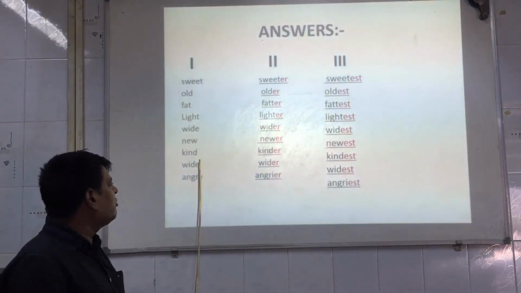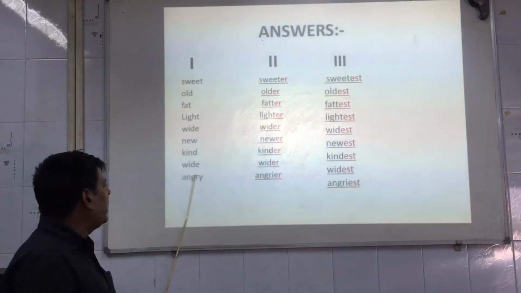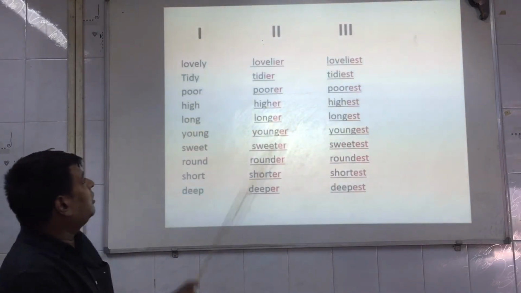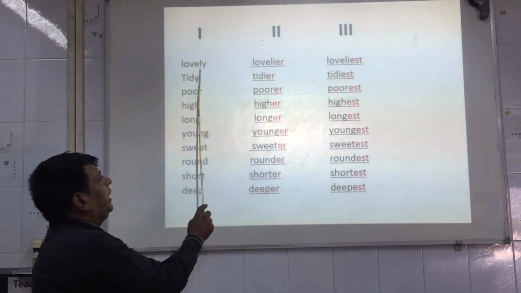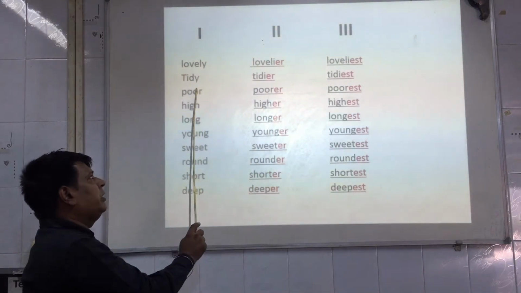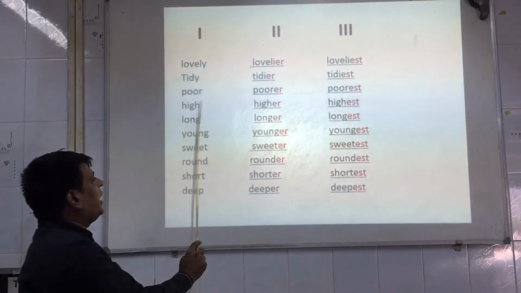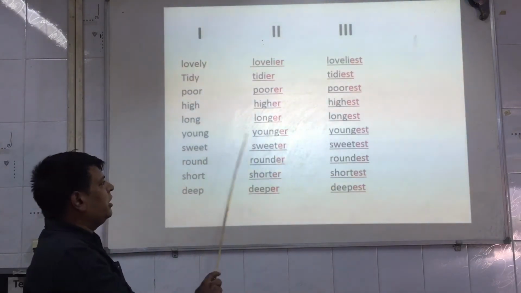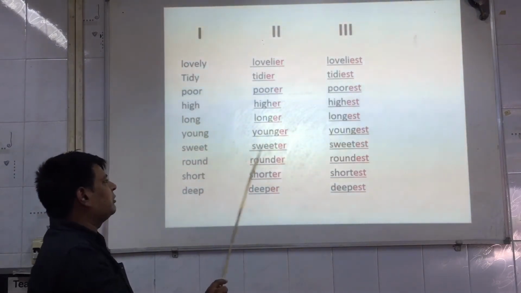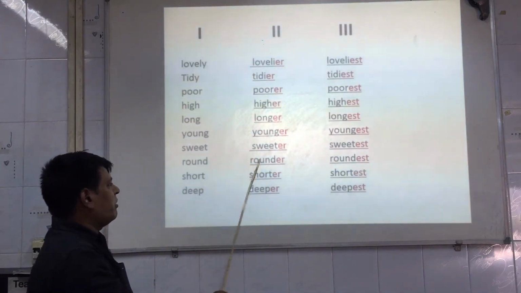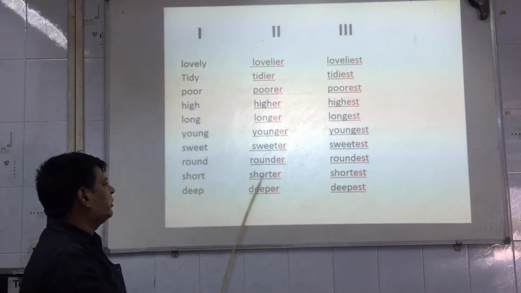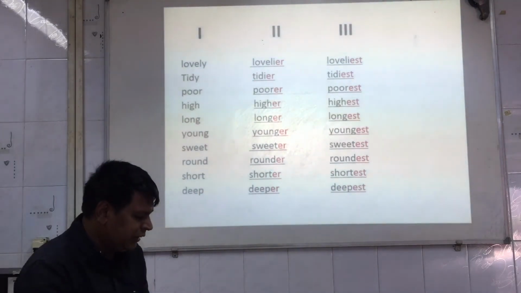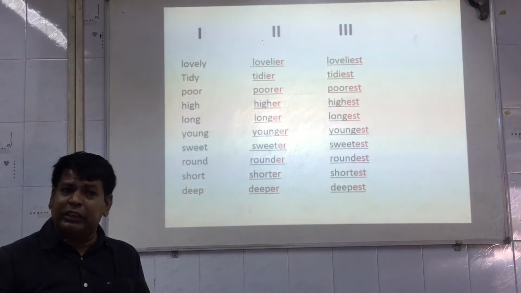kinder, kindest, wide, wider, widest, angry, angrier, angriest, lovely, lovelier, loveliest, tidy, tidier, tidiest, poor, poorer, poorest, high, higher, highest, long, longer, longest, young, younger, youngest, sweet, sweeter, sweetest, round, rounder, roundest, short, shorter, shortest, deep, deeper, deepest. Understood, students, all of you? I hope you have understood this.